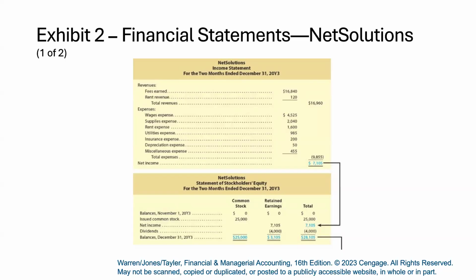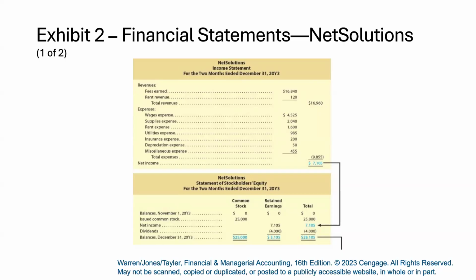All right. Then we have their statement of stockholders' equity. We can see that they had zero common stock and zero retained earnings on November 1st. Then they issued common stock of 25,000. That tells us the owners injected $25,000 of cash into the business. Very normal when a business starts for the owners to put money in. That's how the business starts operating, right?